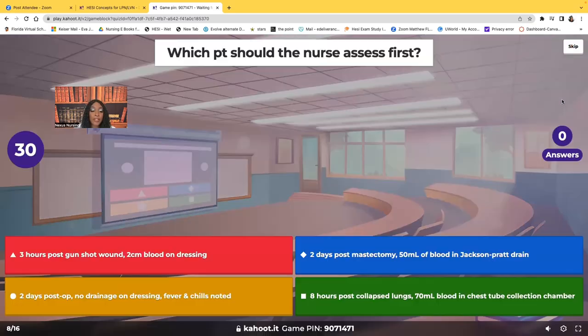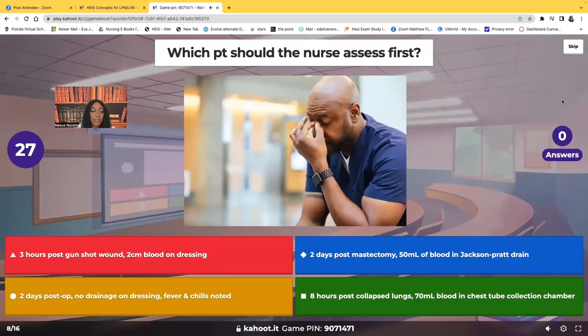Which should the nurse assess first? Okay, so you have four types of patients. Who would you assess first? A 3-hour post gunshot wound with 2 centimeters of blood on the dressing, a 2-day mastectomy with 50 milliliters of blood in a Jackson Pratt drain, a 2-day post-op with no drainage on the dressing, but they have fever and chills, or an 8-hour post-collapsed lung, 70 milliliters of blood in the chest tube collection chamber. I should have allowed you guys a minute for this question. I'm sorry.